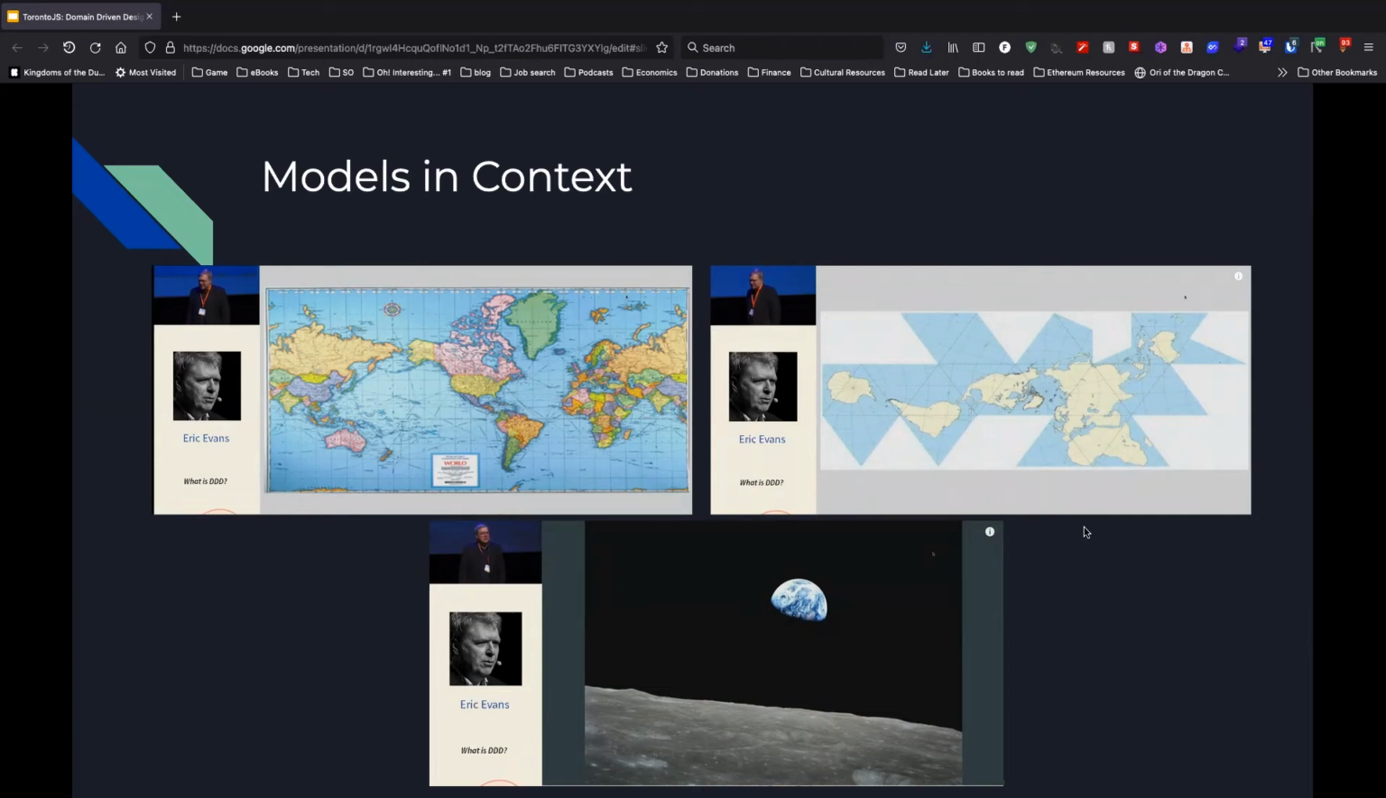Here's another example, again from Eric. Here are three models of the Earth, and the left one is the Mercator. I have no idea how to say it. Mercator map, I think that's how you say it. And this is a Dymaxion map, and this is just a nice picture of Earth from space. Very picturesque. But the Mercator map is the map that you usually see in Google Maps.